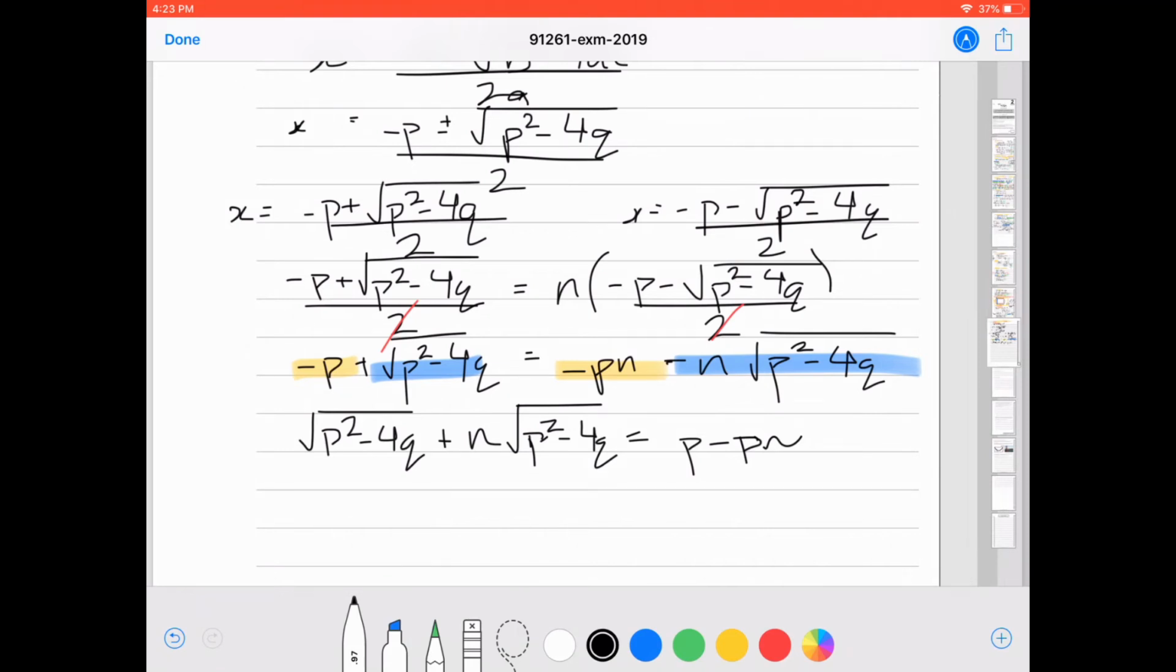Okay, so, and again, we're just trying to tidy up our equation as much as possible. We can factorize on both sides. We could say we've got a common factor of root p squared minus 4q, and inside the brackets you'll get 1 plus n. On our right hand side, we've got a common factor of p, inside the brackets 1 minus n.